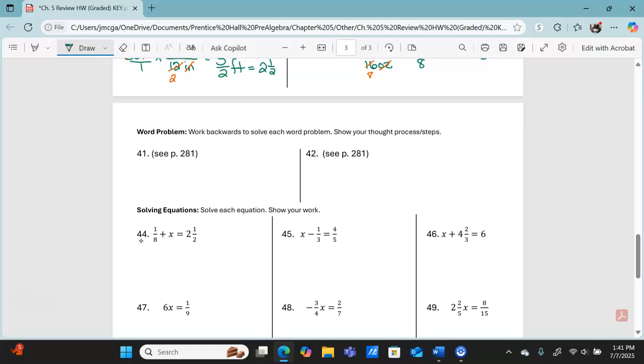41 and 42 are word problems, and you're working backwards. It says your family is planning a 4-hour trip. Along the way, you are planning to make 3 half-hour stops. At what time should you leave if you want to arrive at the destination at 8 p.m.? So we're going to start with the 8 p.m. You've got a 4-hour trip. So I'm going to subtract 4 hours from 8 p.m. and that will get me to 4 p.m.